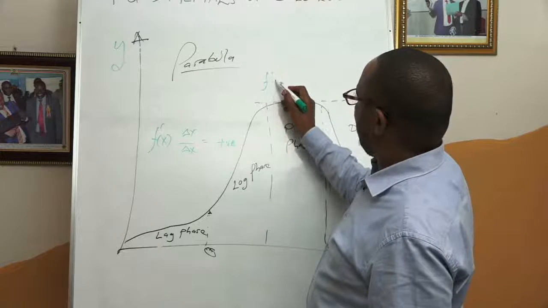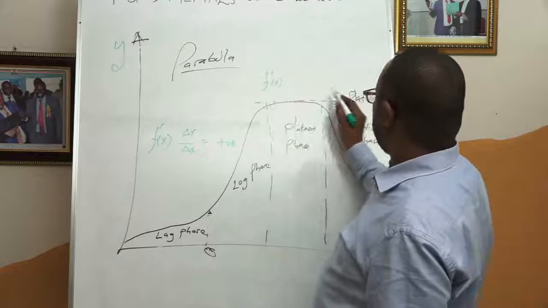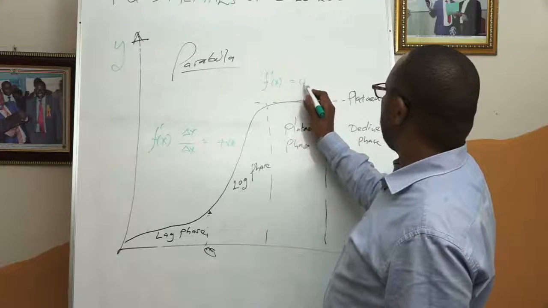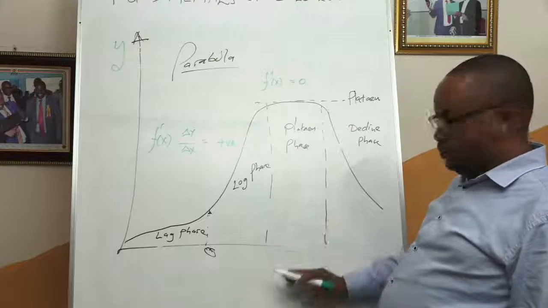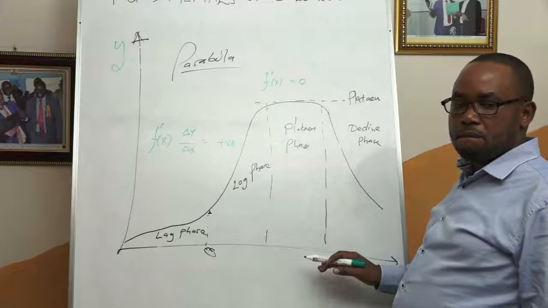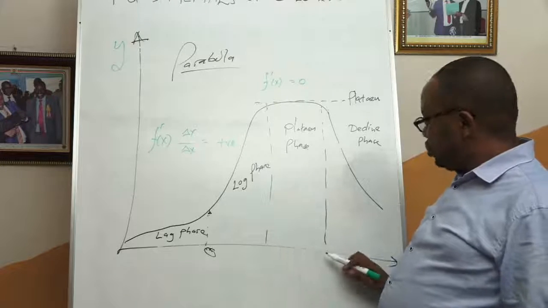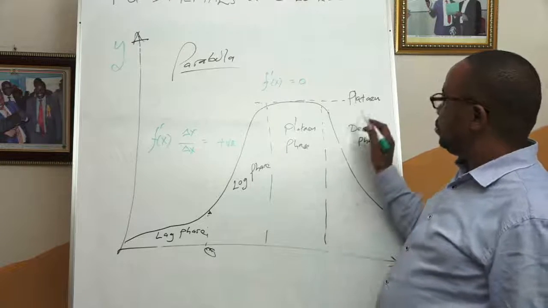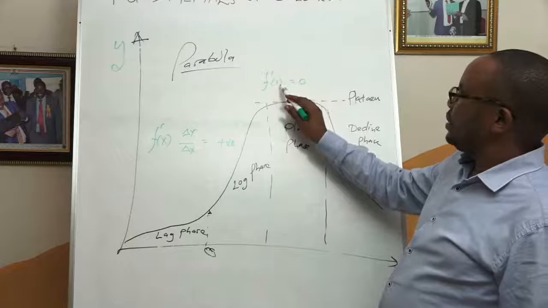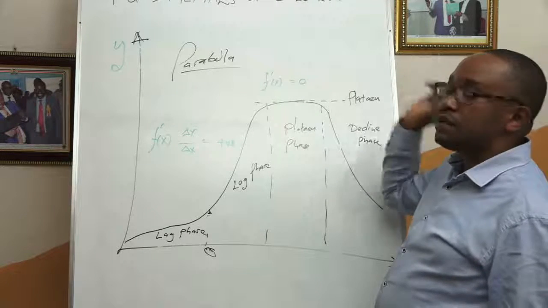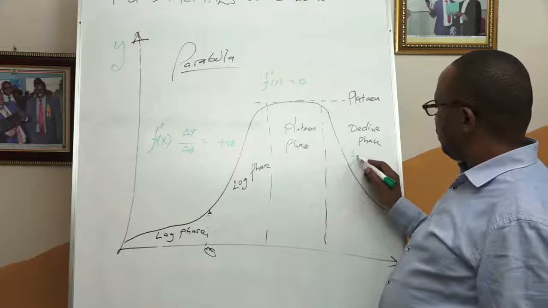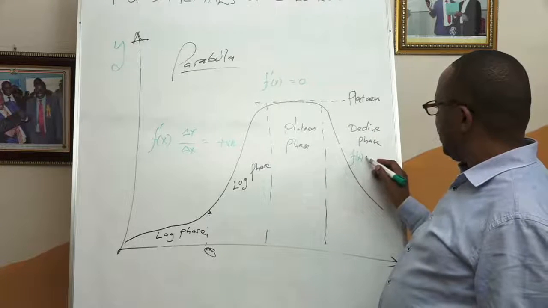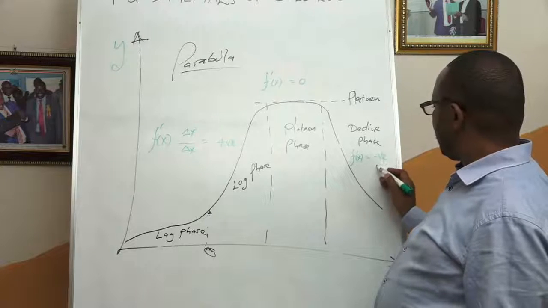At this point, F prime X, the derivative, at the plateau stage is going to be equal to zero because Y is not changing even if X is changing. So at the plateau stage, F prime X there is going to be equal to zero. At the decline phase, F prime X, the derivative, is going to be a negative answer.